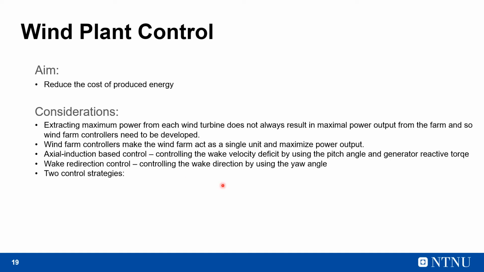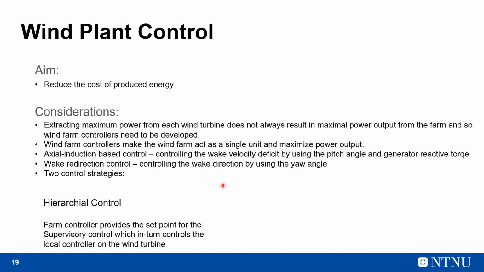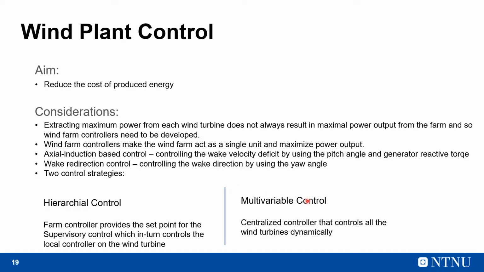There are two control strategies when it comes to the arrangement of the controllers themselves. There is hierarchical control, where the wind farm controller provides the set point for the supervisory control, which in turn controls the local controller on the wind turbine. In the multivariable control approach, the centralized controller controls all the wind turbines dynamically.